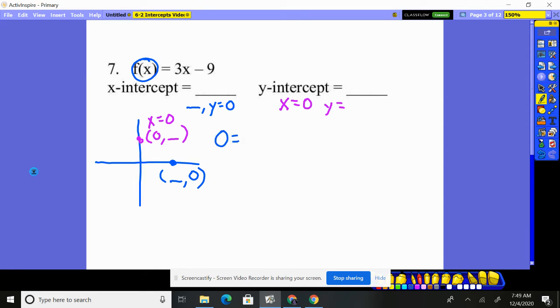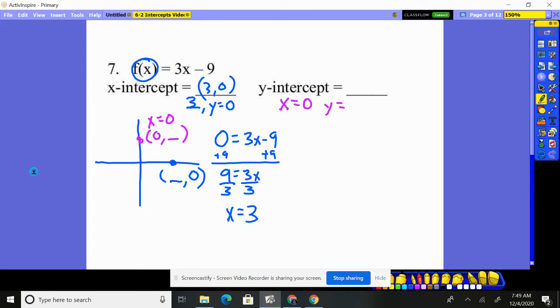So you have 0 equals 3x minus 9. All you're trying to do now is find the x. So you add 9 to both sides. 9 is 3x. We divide by what's in front of x to get x by itself. X is 3. So we know this crosses at 3, 0.